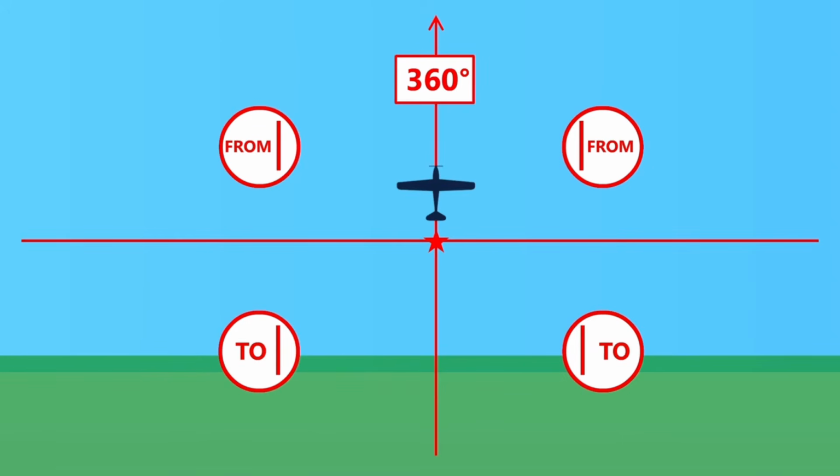So a from indication with needle centered would place our aircraft here relative to the OBS selection. A from indication with needle to the right would put our aircraft here, and a from indication with the needle to the left would put our aircraft here relative to the station. A to indication with needle centered would put our aircraft here on the to side. A to indication with needle to the right would put our aircraft here. And finally, a to indication with a needle to the left would put our aircraft here.